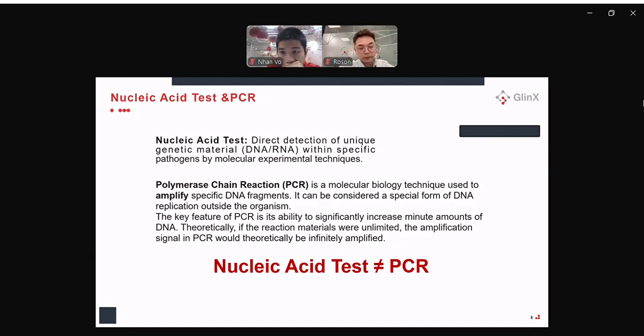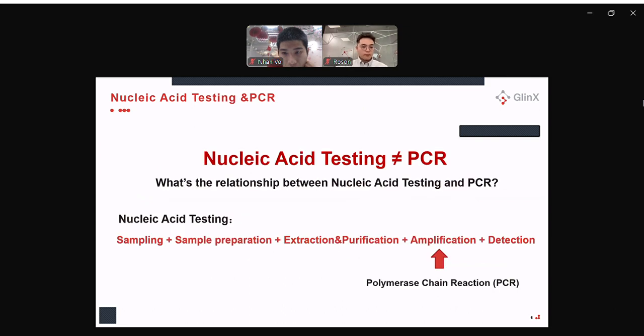And I know that you might ask, what is the difference between nucleic acid testing and the polymerase chain reaction, or you might want to know what the relationship is between them. We can have a look at the standard procedure of nucleic acid testing. A standard procedure of nucleic acid testing must go through 5 steps, and each step is crucial to the result, and each step will influence the final results of the test.